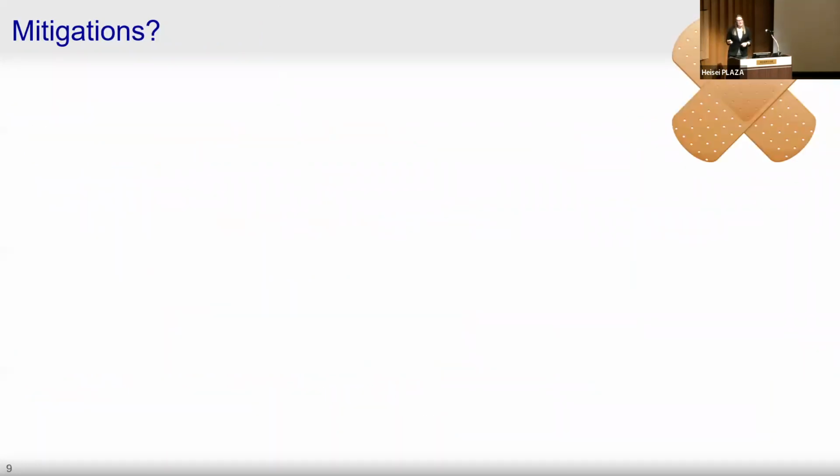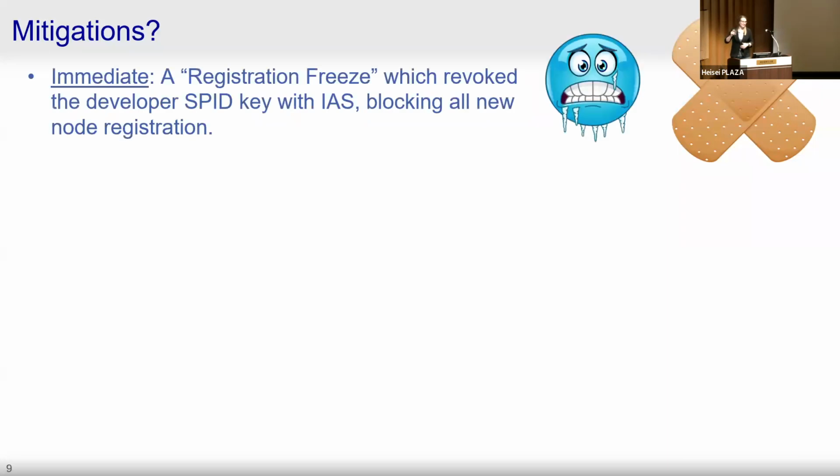So I do want to talk briefly about mitigations here because, unlike with PowerDVD, where there's really not a lot they can do, there were things both short-term and long-term that Secret both did and is working to do, and things that we recommend in terms of mitigations. The immediate thing that they did is basically freeze registration to block all new nodes, so other people couldn't come in and do exactly what we did and register vulnerable nodes onto the network and potentially steal secrets.